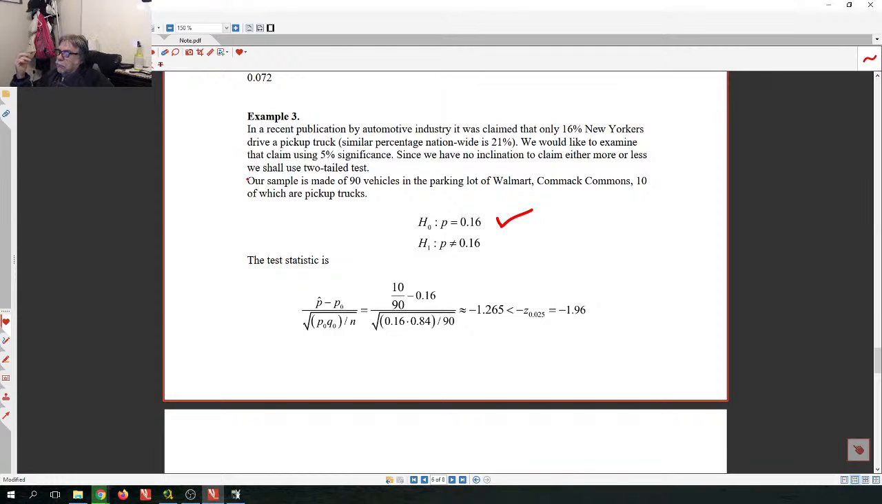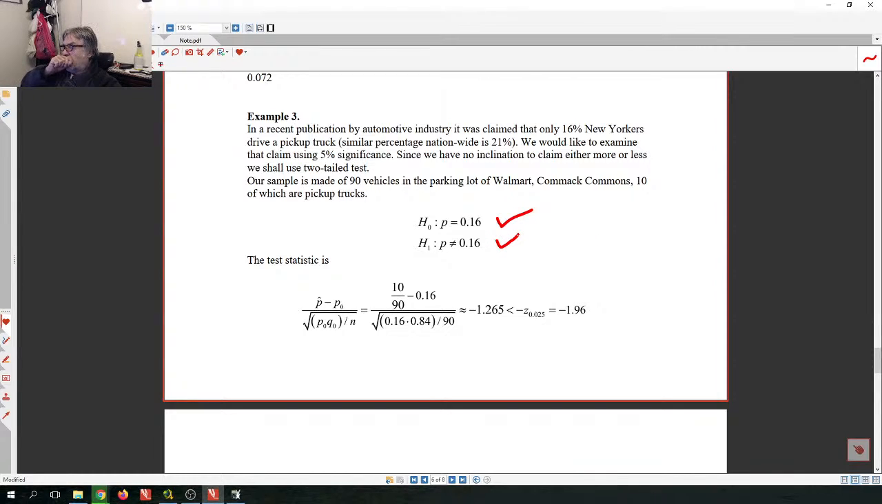Okay, all right. So now I can say, well, the magazine is not right. I mean, their claim that it is 16% seems to be too much. I think it's less than that, right? Or I could just say it's different. So I can either use it's different, or I can use it's less. I cannot use it's more because I have no evidence it is more. My sample is telling me it might be less. But I can also be unbiased, and I can say it's just not 16%. Okay, so this is my setup.